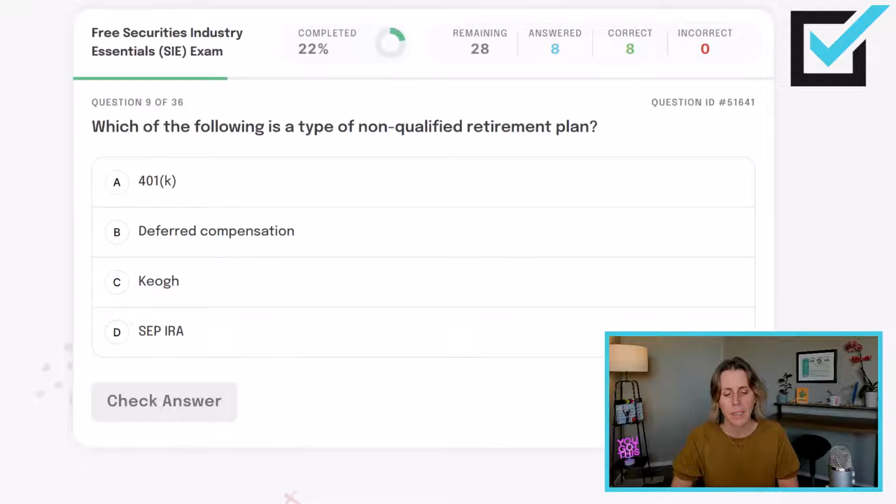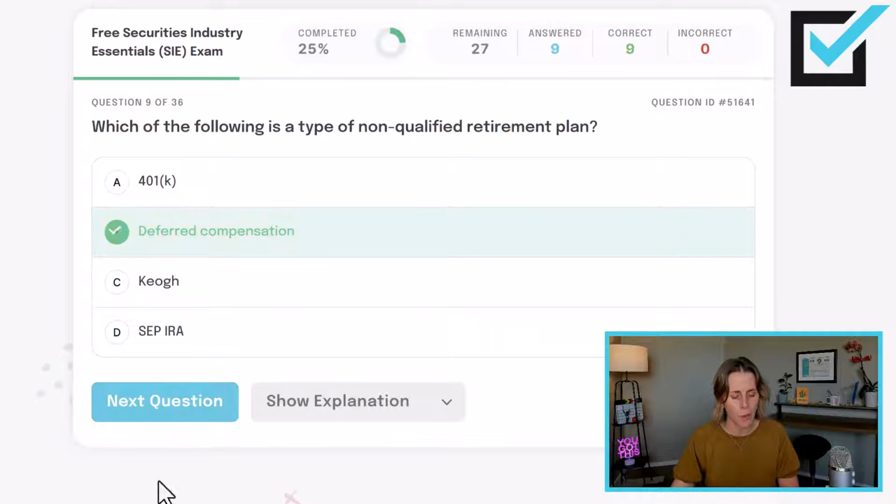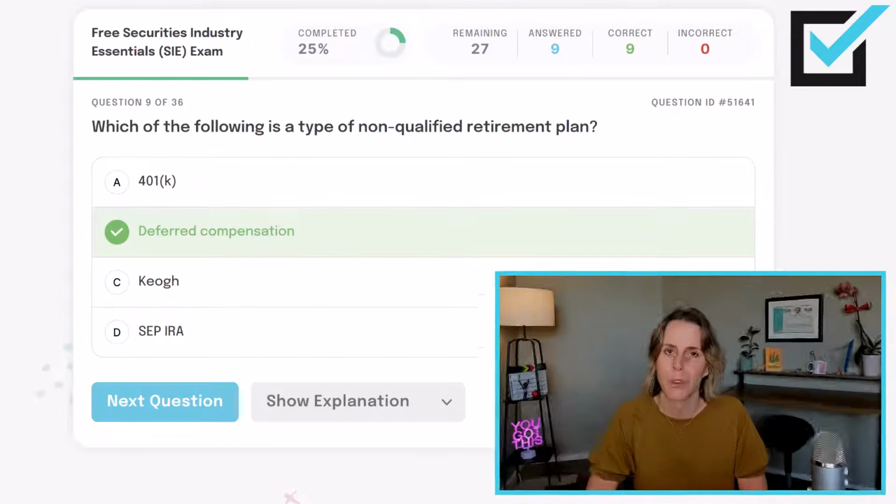Which of the following is a type of non-qualified retirement plan? There are two major categories of retirement plans: qualified, that follow ERISA, and non-qualified. A 401k, qualified. Deferred compensation, non-qualified. KEOGH, qualified. SEP IRA, qualified. The biggest thing about qualified versus non-qualified is that non-qualified plans can be discriminatory, set up in favor of higher paid workers, where qualified plans must be the same for everyone.